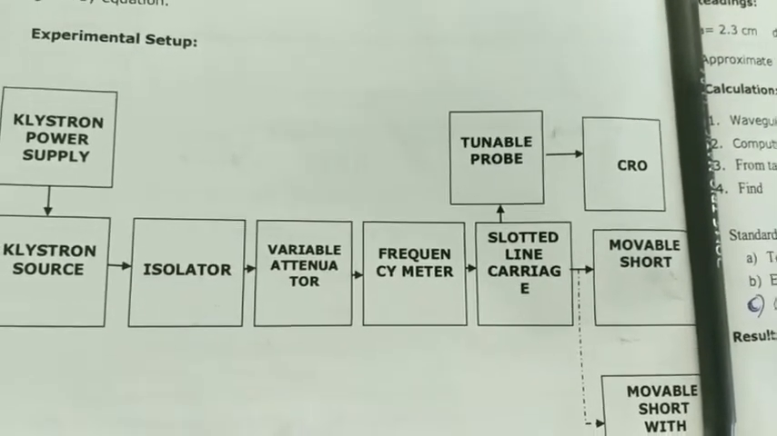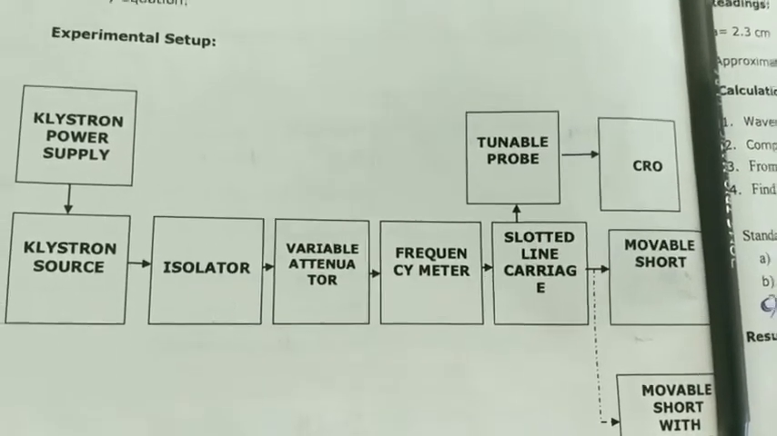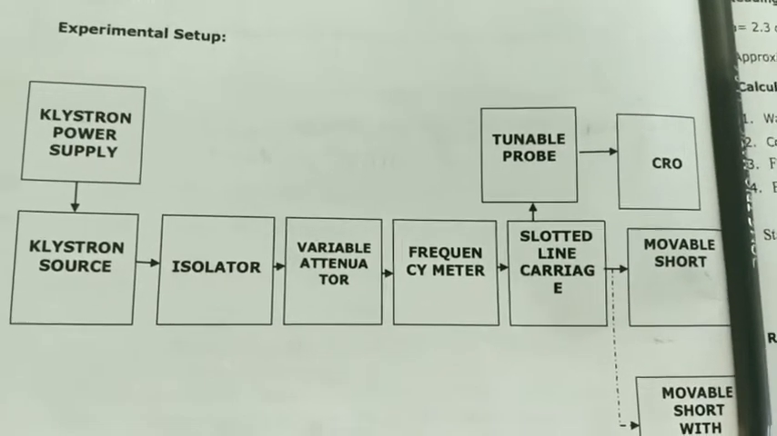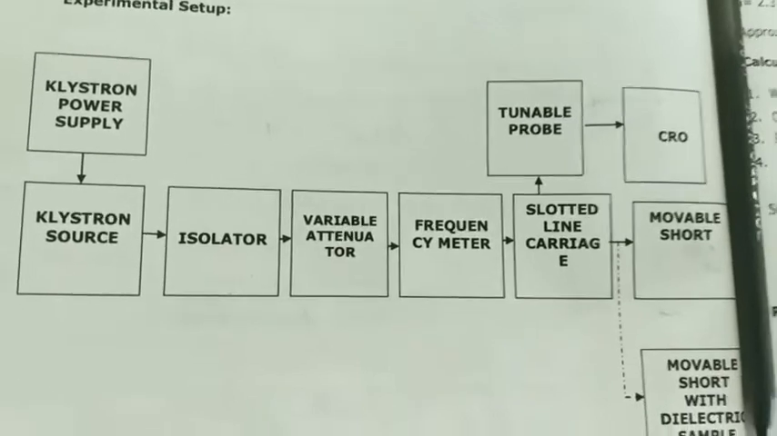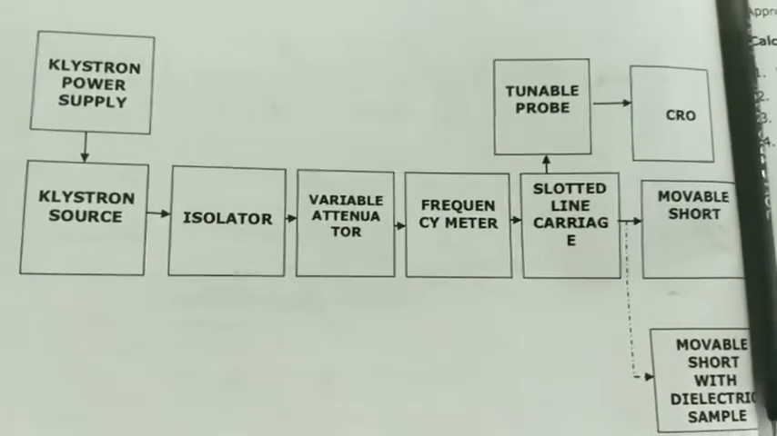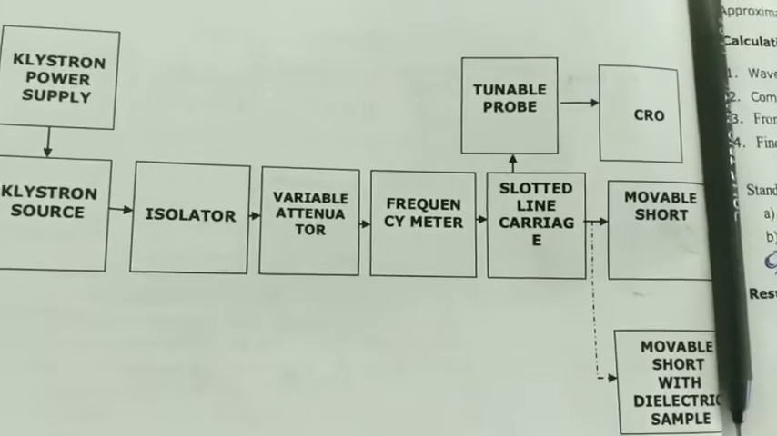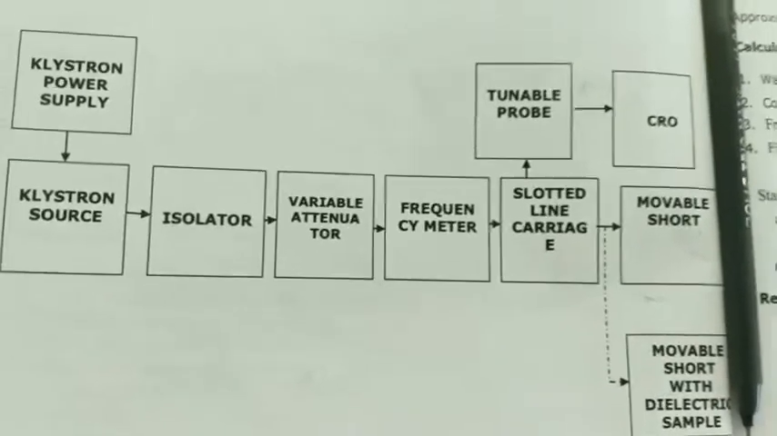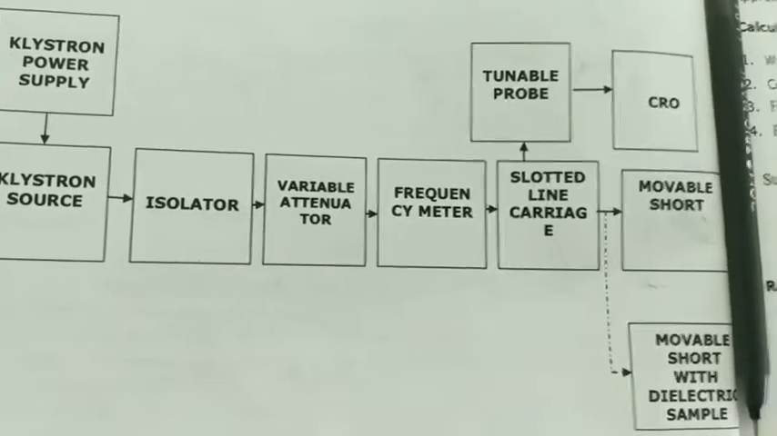Then we'll replace the detector with the matched termination, the movable short without sample. After taking the D minimum, we are going to insert the sample in the movable short. Then we are going to measure the D minimum. Okay, let's start with the experiment.